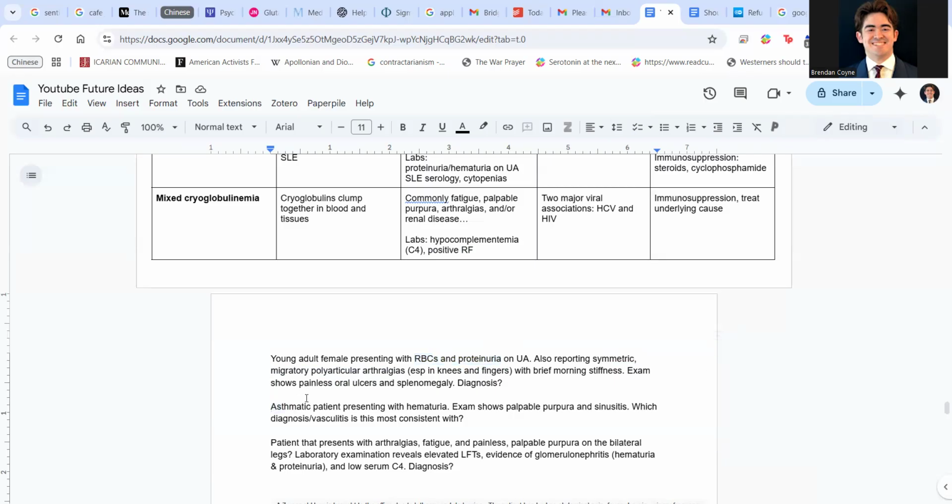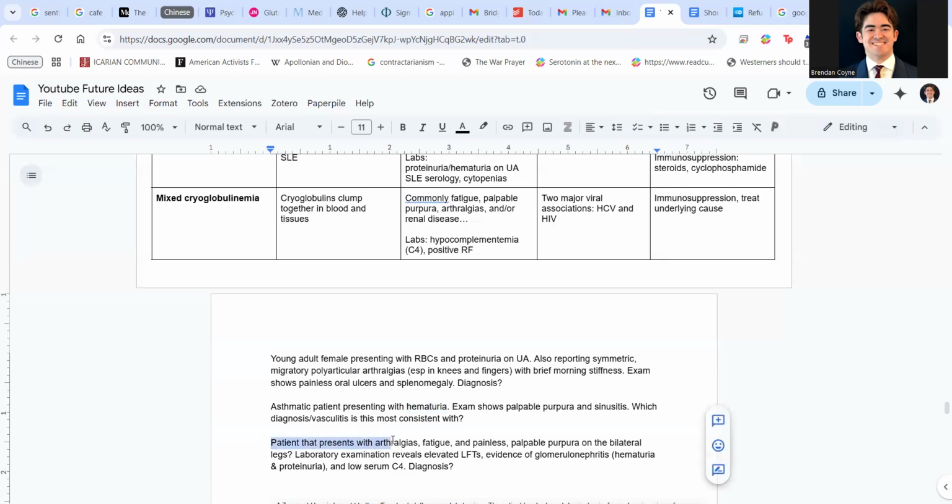This next case is an asthmatic patient presenting with hematuria. The exam shows a palpable purpura and sinusitis. Which diagnosis or vasculitis is this most consistent with? So I kind of already gave a hint, but you can pause it if you need to think. The most likely diagnosis here is EGPA, and that's the subtype of ANCA-associated vasculitis that we were talking about earlier. That's associated with, again, the eosinophilic nature of it contributes to the sinusitis and asthmatic history. And then when you add that with the palpable purpura and the hematuria, it's most consistent with ANCA-associated vasculitis.